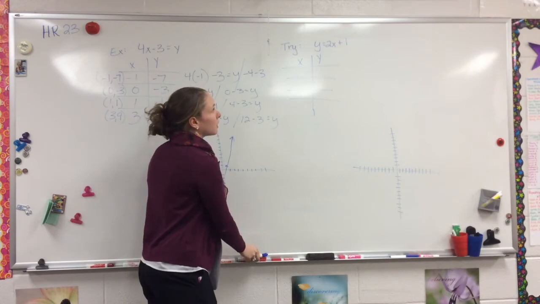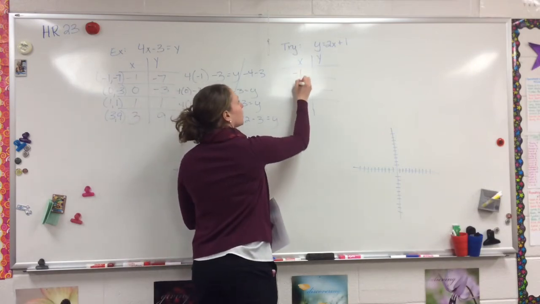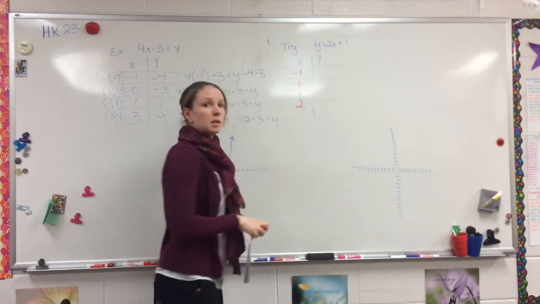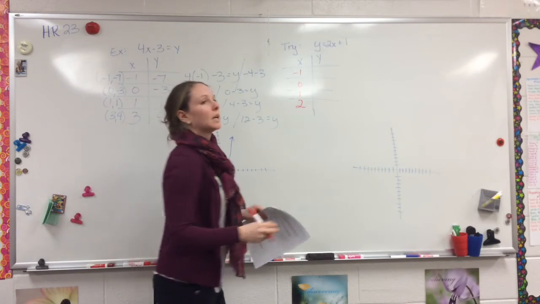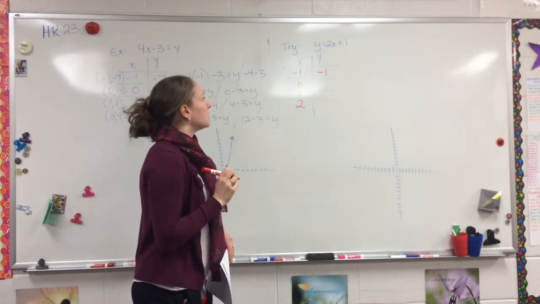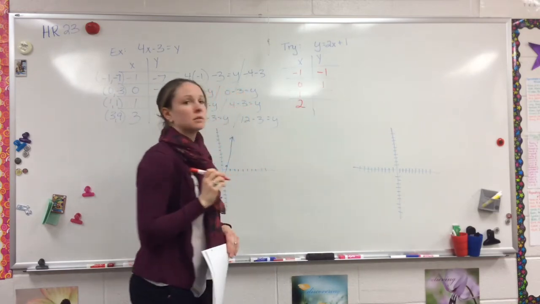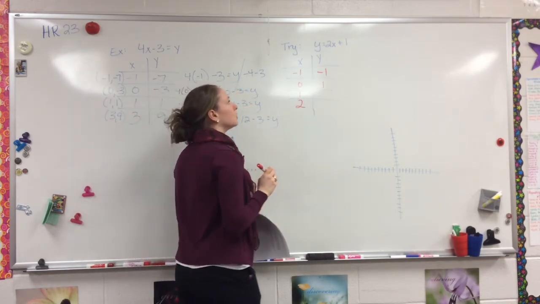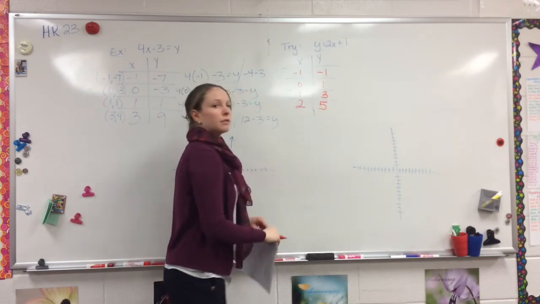Okay, so we're ready to go over this one. Again, any inputs that you want. I just picked some easy ones. As you substitute, -1 times 2 would be -2 plus 1, -1. 0 times 2 is 0 plus 1 is 1. 1 times 2, or 2 plus 1 would be 3. And here we would get 5.